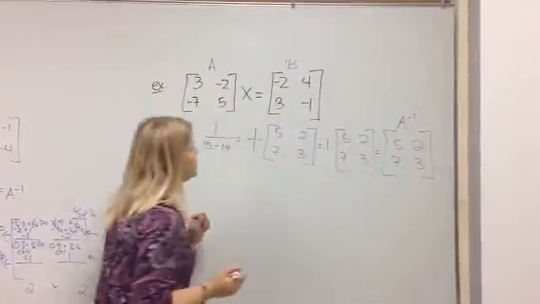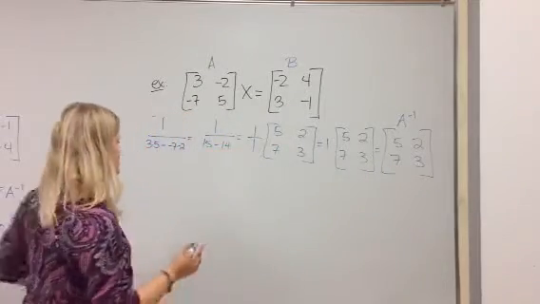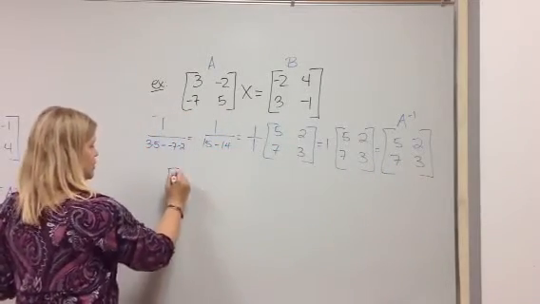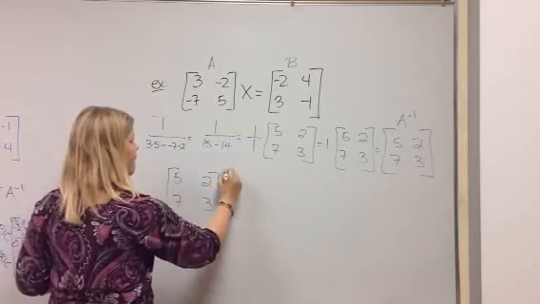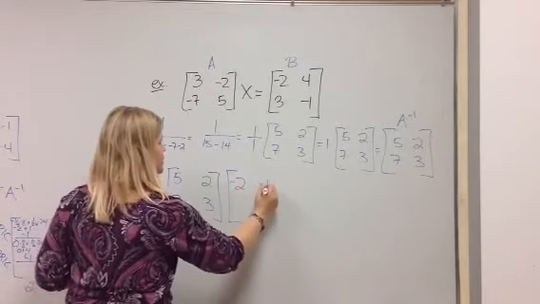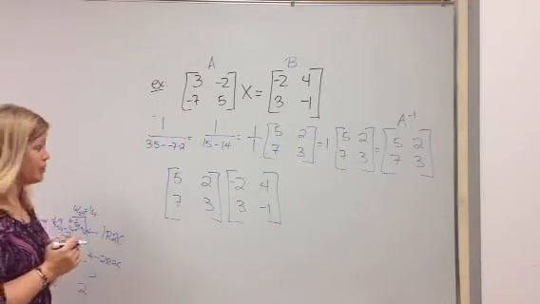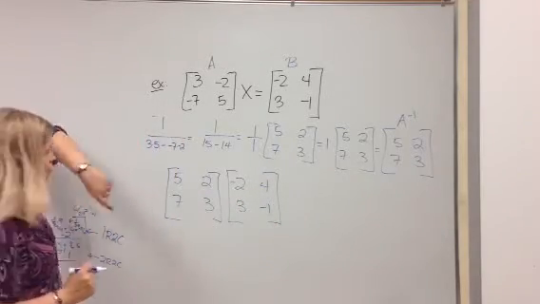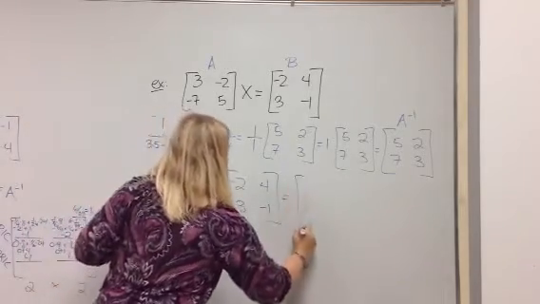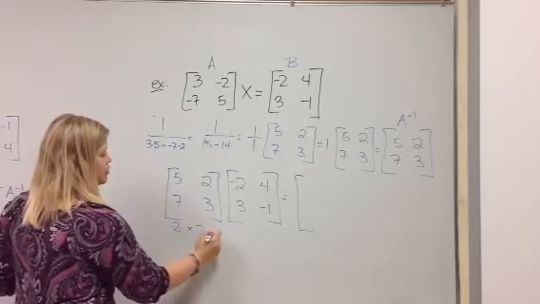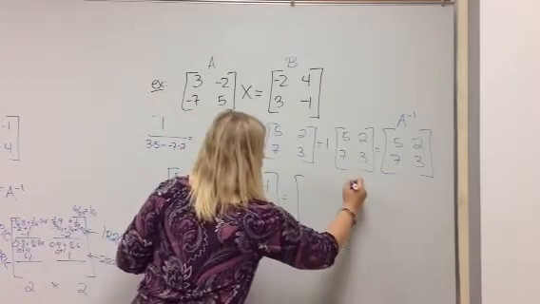That's our inverse. And if you remember, what we need to do is take that times our matrix B. So we've got 5, 2, 7, 3. And we're going to multiply that by negative 2, 4, 3, and negative 1. Okay? So, here we go. This is a 2 by 2. This is a 2 by 2. So our answer is a 2 by 2.